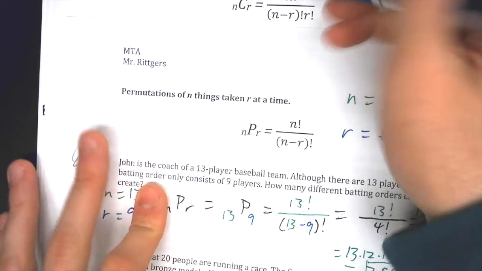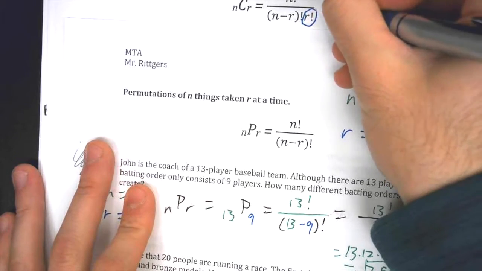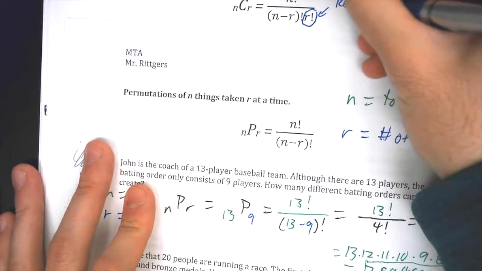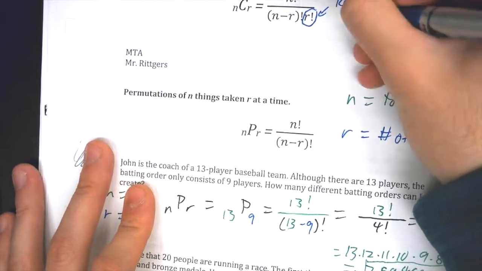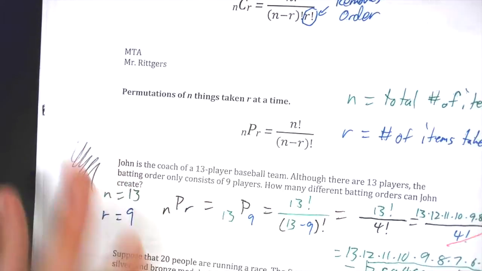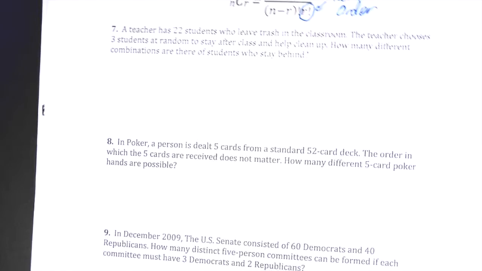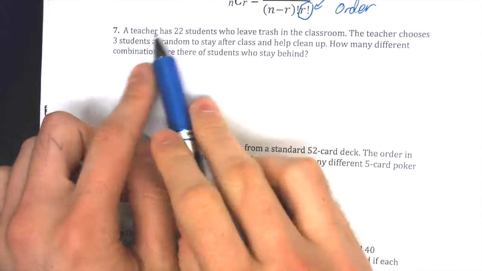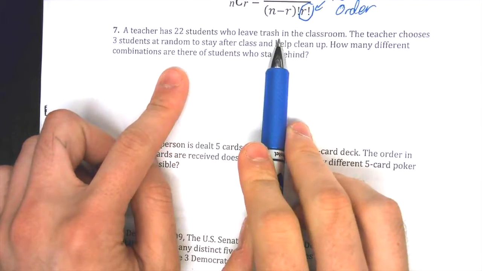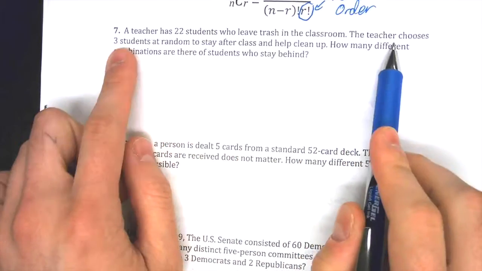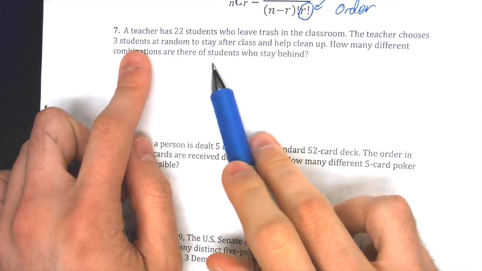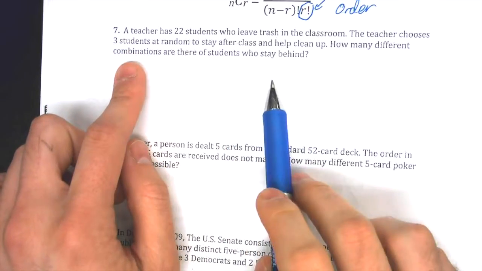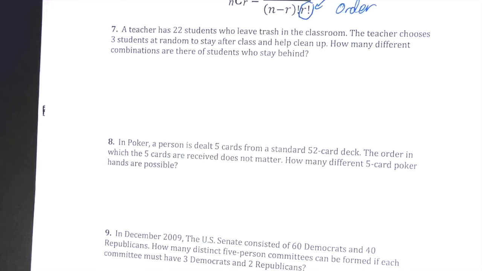What this little piece does here is it removes order from it. And what I mean by removes order, the first example here mentions that a teacher has 22 students who leave trash in the classroom. The teacher chooses 3 students at random to stay after class to help clean up. How many different combinations of students are there that can stay behind?